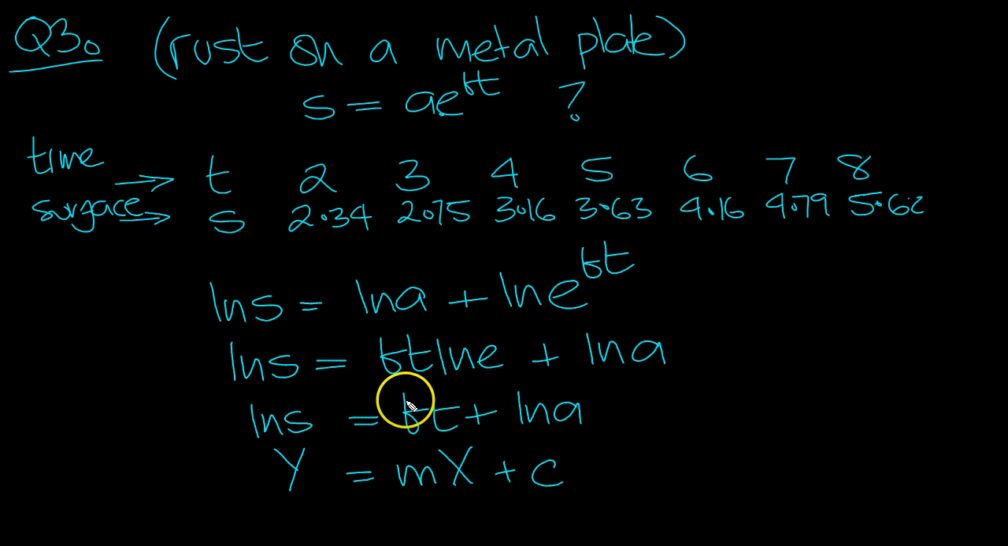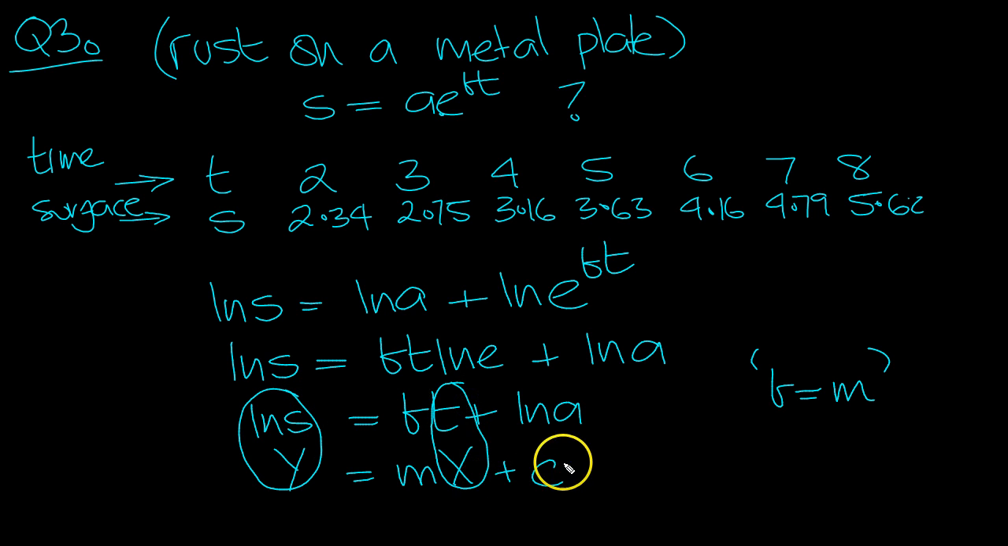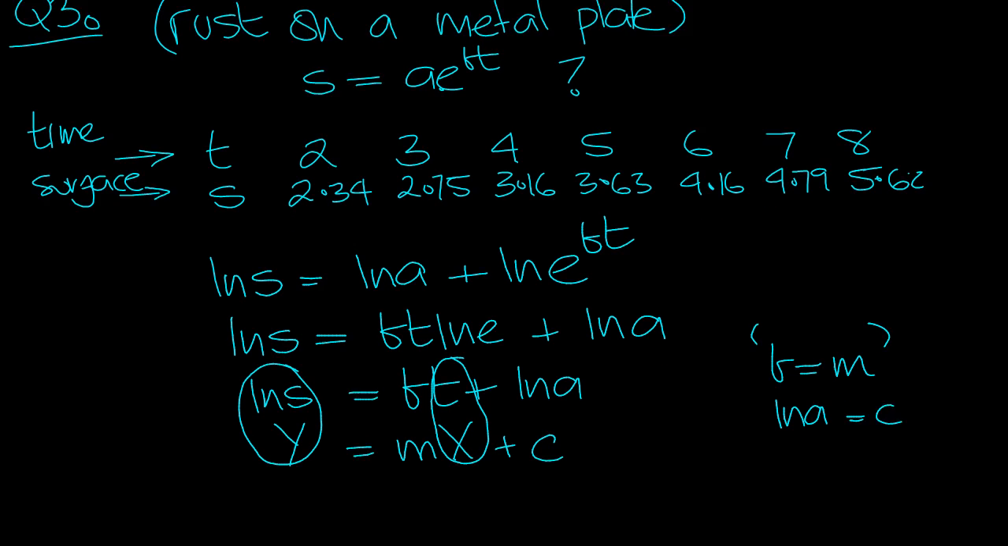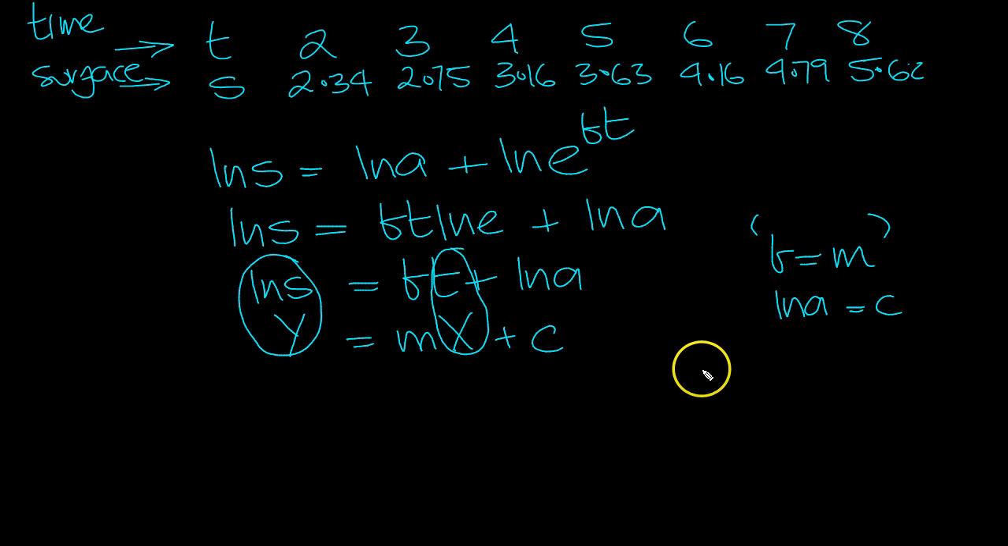So here we can read off the correspondences. So the gradient B equals M. That's the gradient B when we draw the plot of log S against T. Y is log S and the x-axis is T, and ln A will be the intercept C. Okay, let's see what we get then.